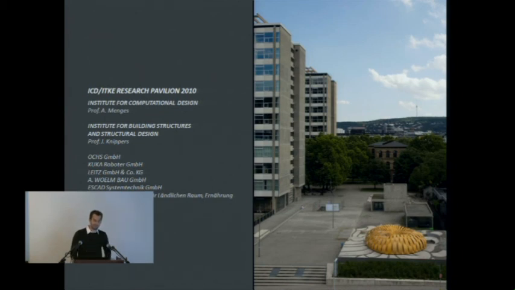And this question was investigated in the first project that I would like to show in a bit more detail, which was the ICD-ITKE Research Pavilion, which is a collaborative work of researchers and students of my institute and the Institute of Jan Knippers.